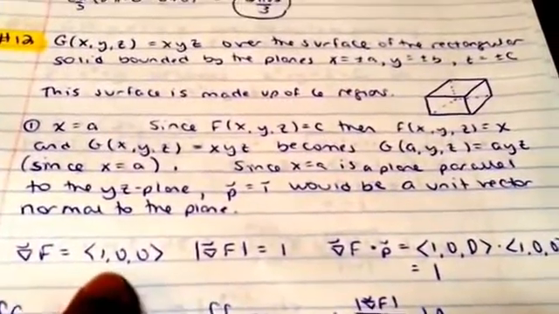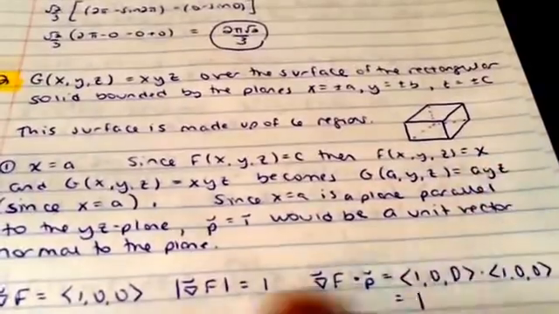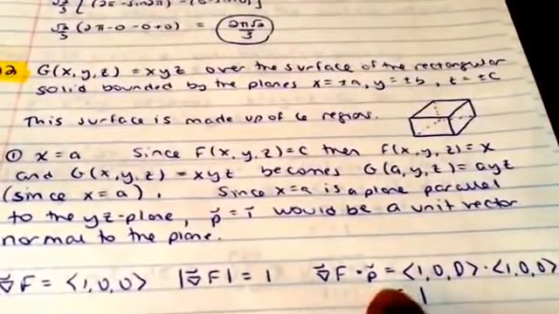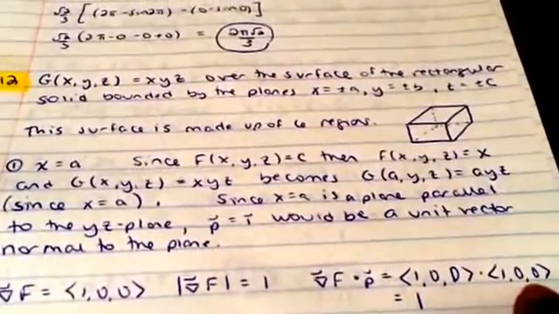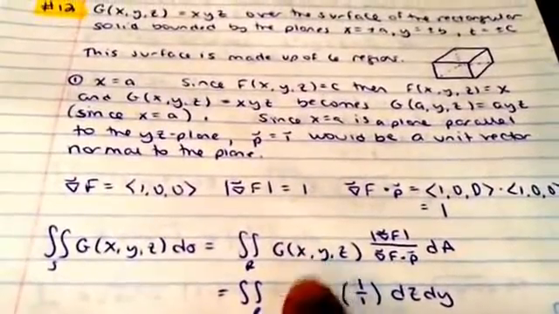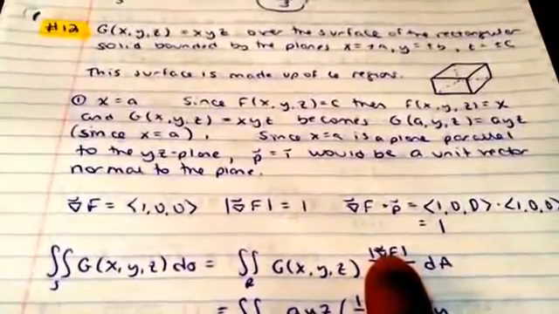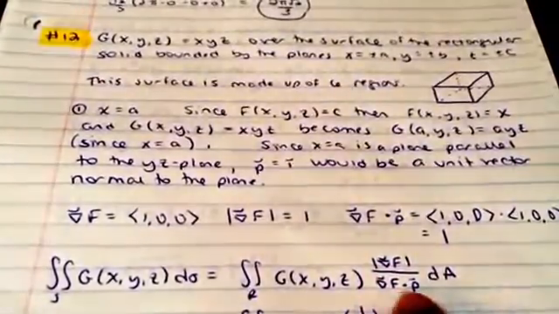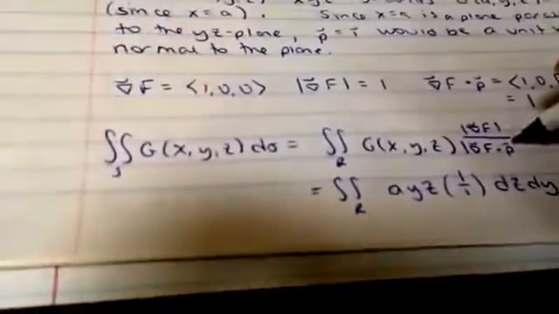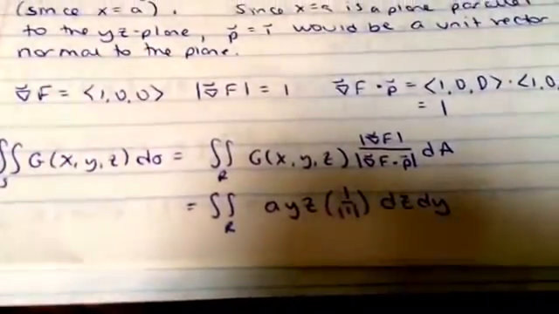Okay, so I need my gradient vector. So here's my f up here. And so the partial derivatives would be 1, 0, 0. The magnitude of that obviously is 1. Do the dot product between that and my p, and I get 1. So I'm substituting in my g, which is this. I'm substituting in my magnitude of my gradient vector, which is this. And it's supposed to be the absolute value of my dot product. Okay, so that should have absolute value bars on there.